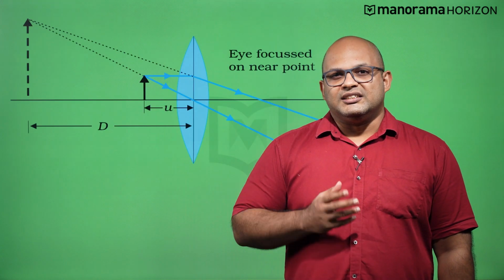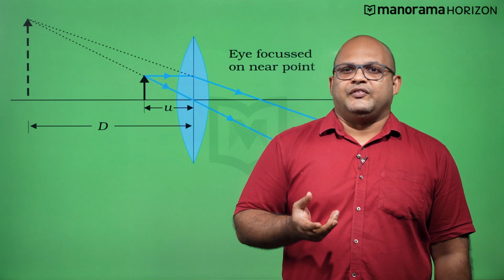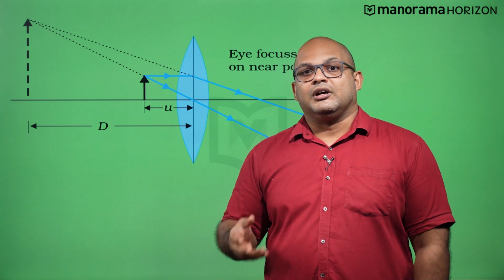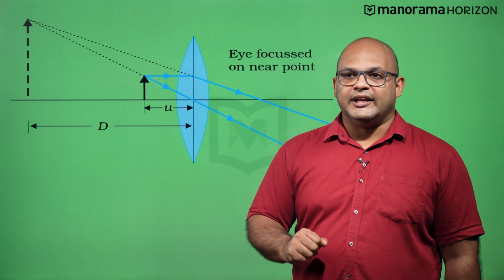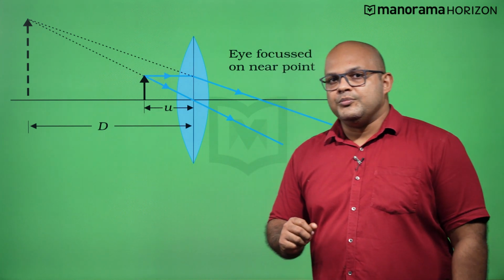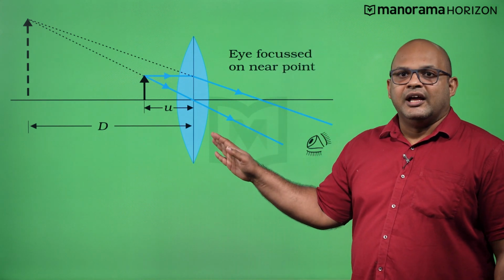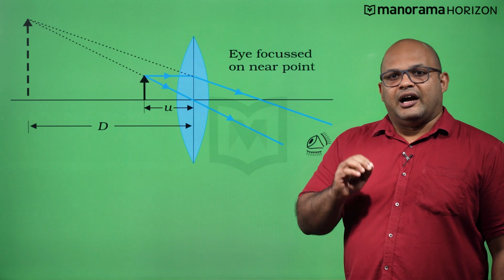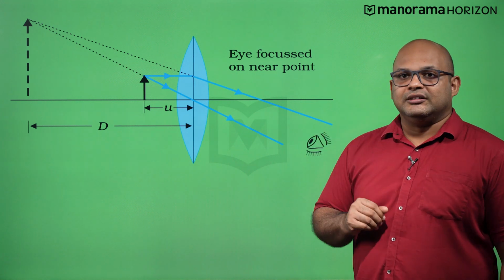Now we come to optical instruments, starting with the microscope. The microscope is an optical instrument consisting of one or a combination of lenses for magnifying and inspecting objects which are too small to be seen by the naked eye. A simple microscope or magnifier is simply a convex lens, a converging lens with a small focal length. The object is placed between the lens and the focal point. The eye is positioned close to the lens on the other side.